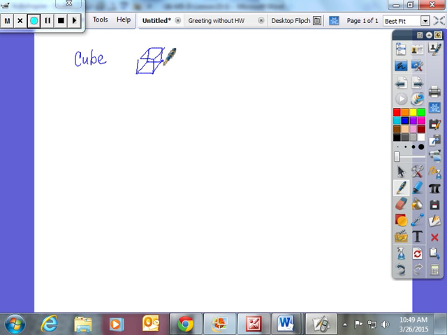So if I was going to make a net of a cube, and I'll put net here so you guys know what I'm talking about, I would start by drawing the bottom, okay, which is a square, okay? Then I always tell my students to unfold the front and the back. The front and the back of the cube are also squares, okay?